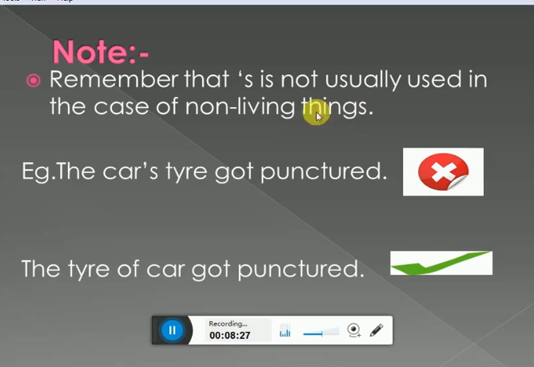See this example. The car's tire got punctured. It is grammatically wrong. Why? Because a car is a non-living thing, and we don't use apostrophe S to show possession for non-living things. So what should be the correct one? The correct one should be: the tire of the car got punctured. So we use of plus noun to show possession for non-living things. The tire of the car got punctured is grammatically correct.